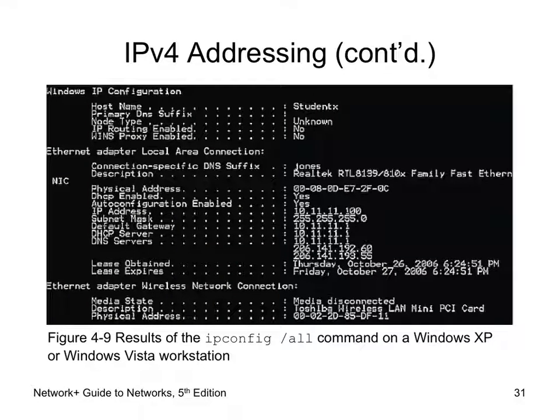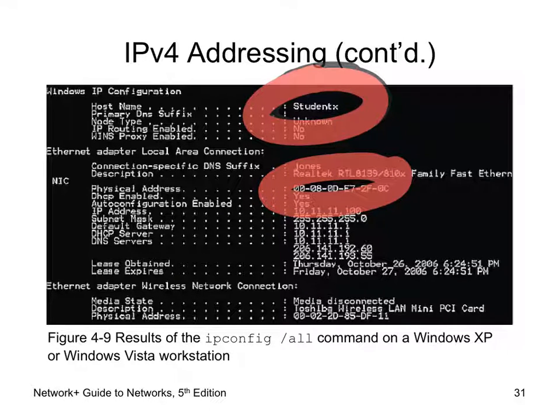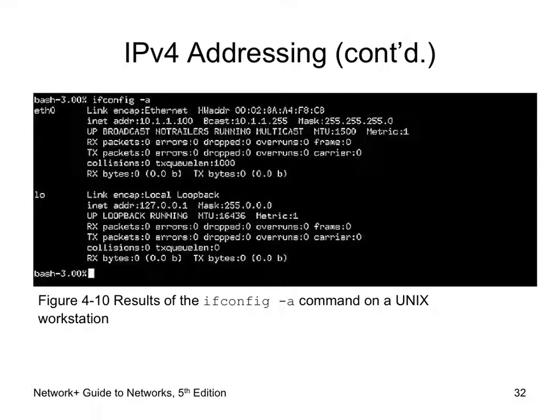So here's the Windows one that you guys saw when we did it, the ipconfig /all on Windows XP. In this example, it gives you the name of the host, which in this case is the computer itself, student X, the MAC address of the computer, and then the IP, subnet, default gateway, DHCP server, and DNS servers, plural. It shows when that lease was obtained, October 26, 2006, and when it expires, October 27, 2006, 24 hours. It also has a wireless adapter that's disconnected; it's a Toshiba laptop because it says Toshiba wireless. ifconfig -a instead of all gives basically the same information but in a different format.